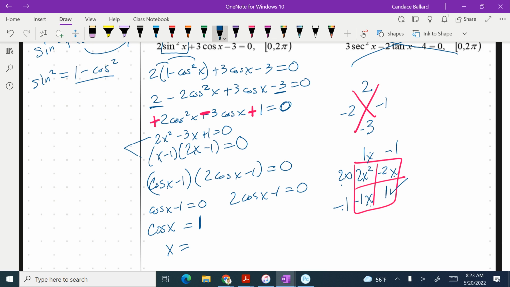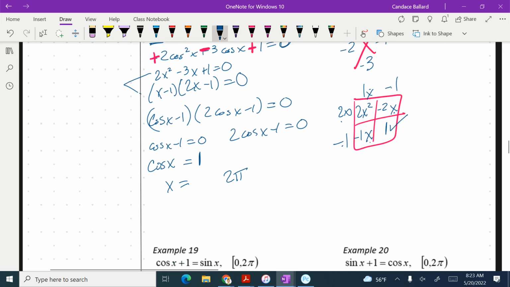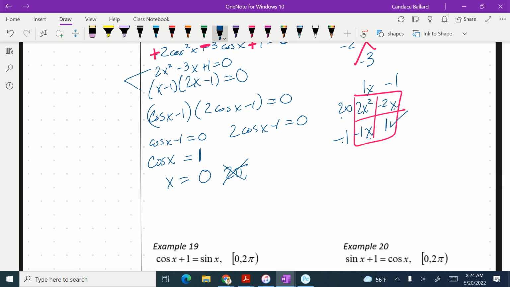I heard 2 pi, right? Okay, but here's the catch. Remember this guy up here? Let's talk domain. Do I get to use 2 pi because of that parentheses? No. Technically, 2 pi is not included. What is included that's the same as 2 pi? 0. So my answer should be 0. Okay? 2 pi is the good wrong answer. All right? So make that adjustment.